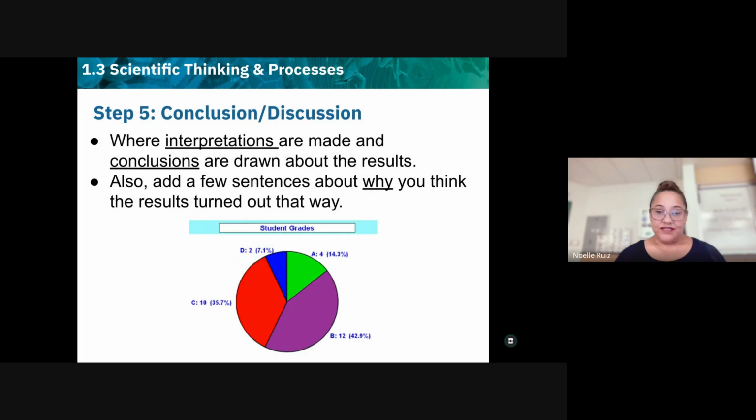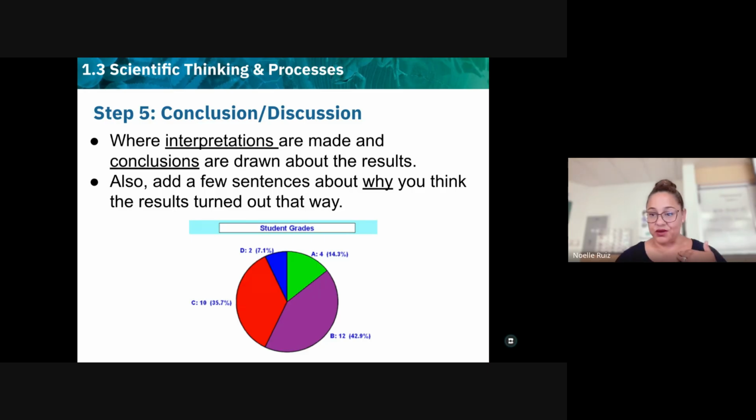Step 5 is called the conclusion, or sometimes the discussion portion. This is where interpretations are made and conclusions are drawn about the results. So we take the information that we know, that we observed in the beginning, and then we take all the data from our experiment and we put that together and we form some kind of why. Why do the grades look like this for this particular class?